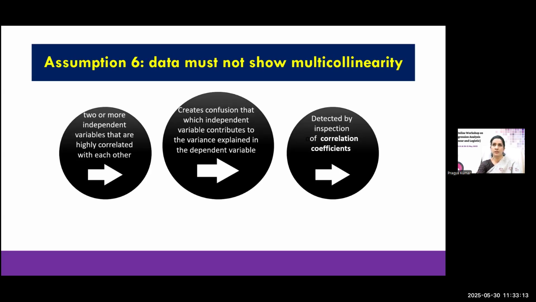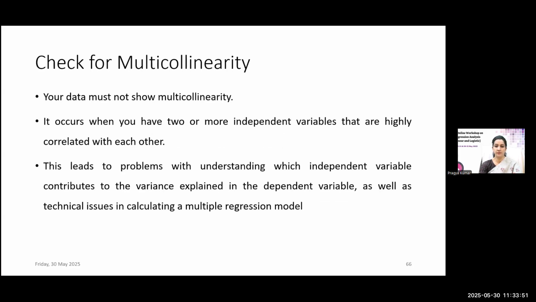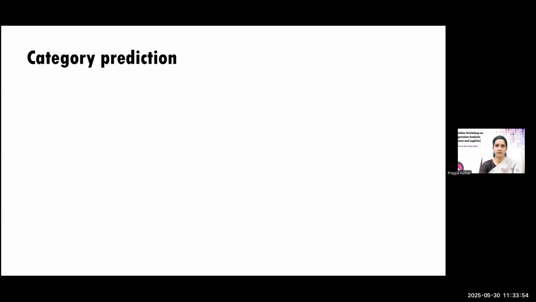There are other assumptions also, the way we have seen in linear regression. If two or more independent variables are highly correlated with each other, they create confusion about which independent variable is contributing to the variance explained in the dependent variable. This is detected by inspecting the correlation coefficient, which should be less than 0.8, or by other statistical measures like the variance inflation factor, VIF, whose value should be less than 10, preferably less than 5, and the tolerance, which is the opposite of VIF. I think we have discussed multicollinearity.